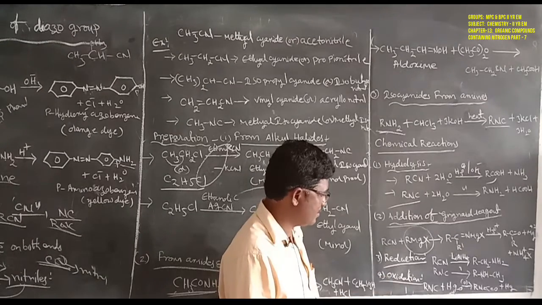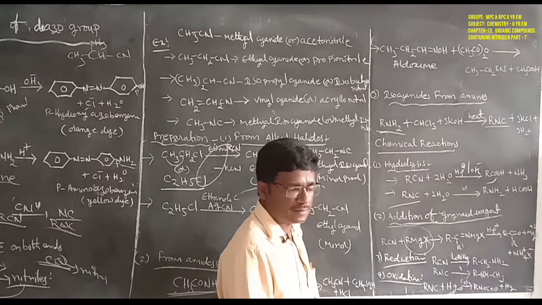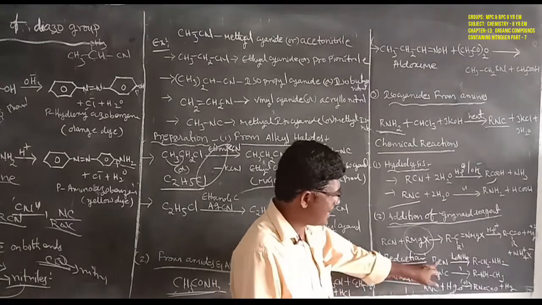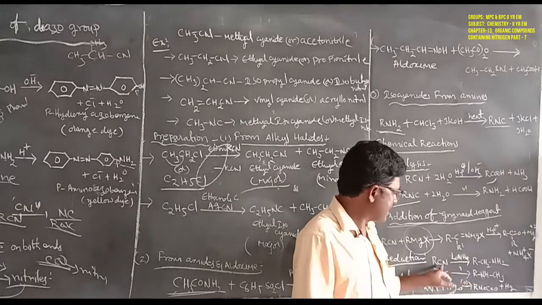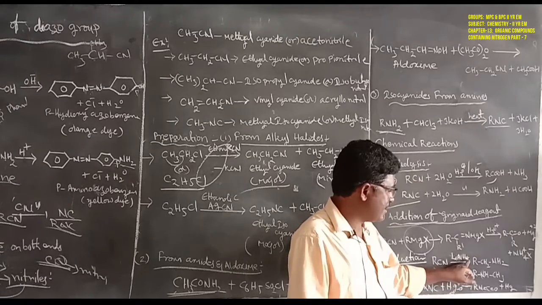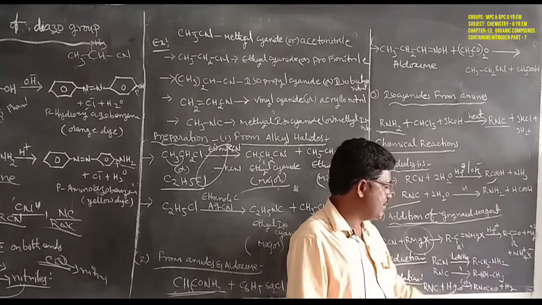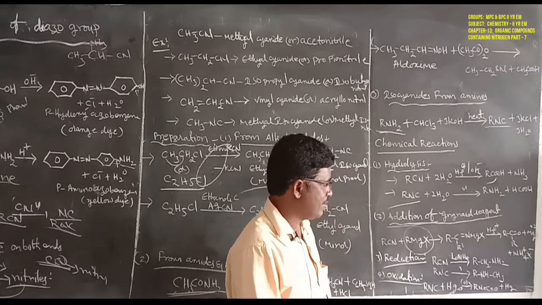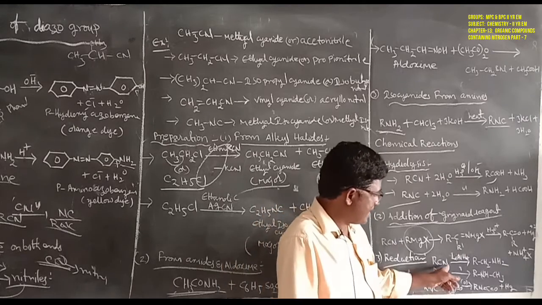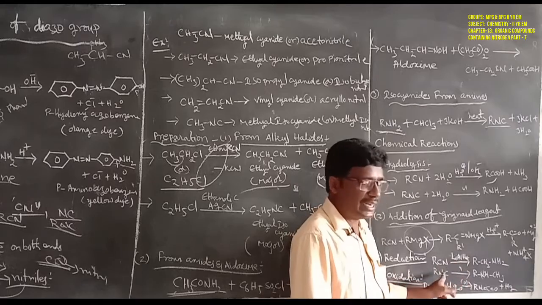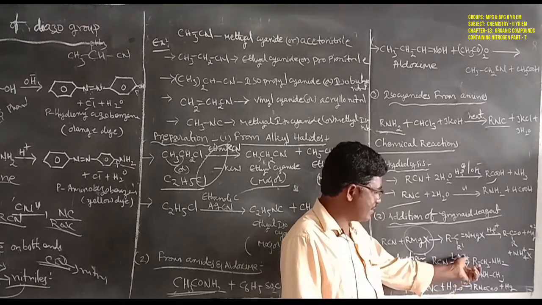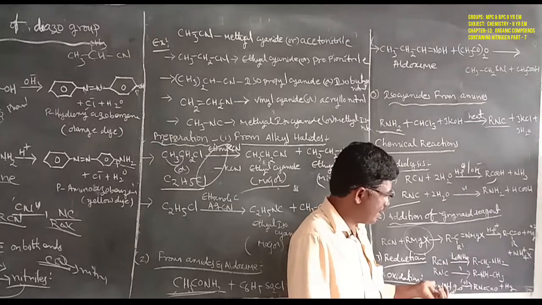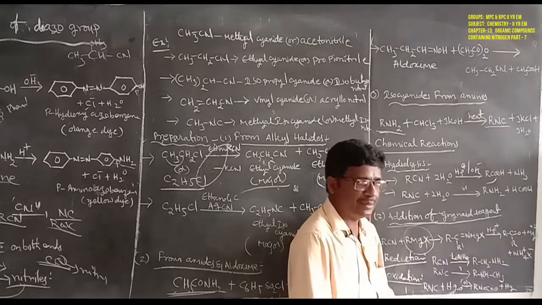Next, the third one, reduction reaction. Alkyl cyanide treated with lithium aluminum hydride forms primary amine. Here is the addition of hydrogen atoms. Alkyl cyanide treated with lithium aluminum hydride forms primary amine.